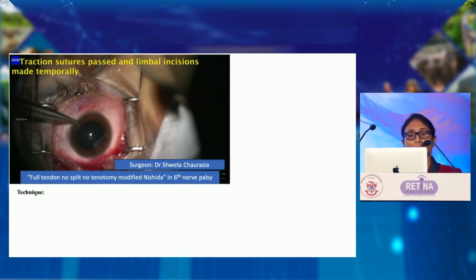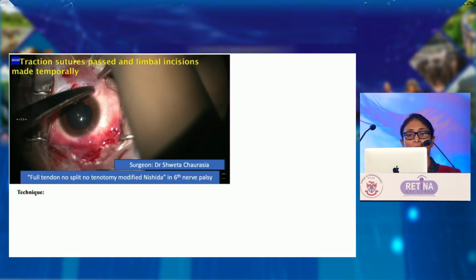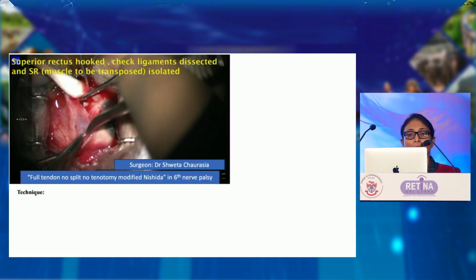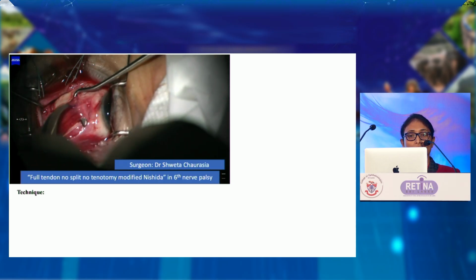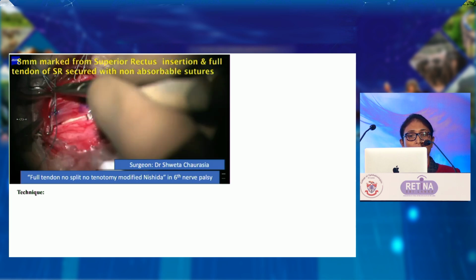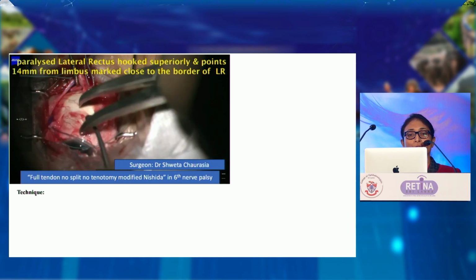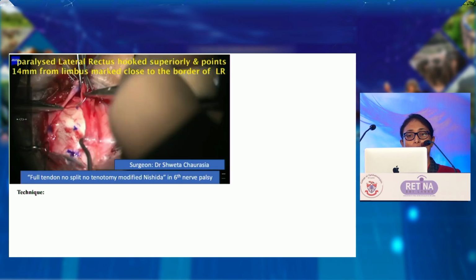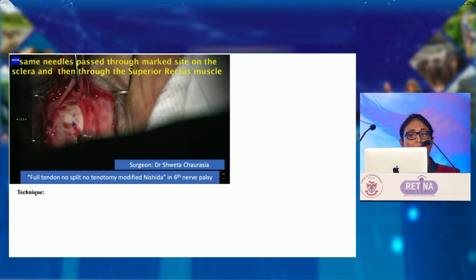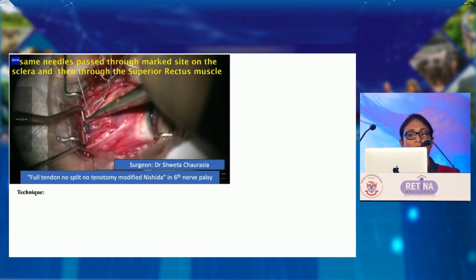So this is the surgical procedure. Traction sutures were passed and limbal incisions were given temporally. The superior rectus was hooked and check ligaments were dissected. The muscle was isolated. 8 mm was marked on the muscle and non-absorbable 6-0 Dacron was used and the muscles were secured. Now 14 mm was marked along the superior border of the lateral rectus, and the same needles were passed to the marked site and then passed to the superior rectus, and the muscle was mobilized.